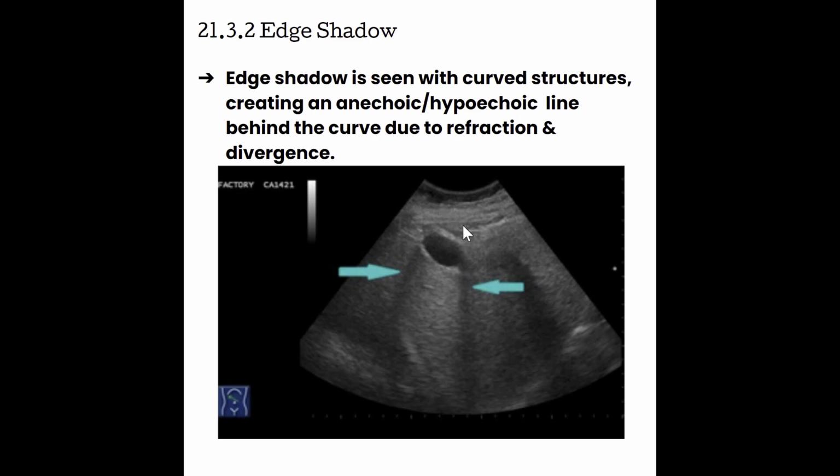So edge shadow is seen with curved structures, creating an anechoic or hypoechoic line behind the curve due to refraction and divergence. So in this one, the sound is coming down. It's interacting with this gallbladder here. The curve right here is causing sound to go off in another direction. That's the refraction. And it's also causing the sound beam to spread out as well, which weakens it. And what we end up seeing are hypoechoic to anechoic bands coming directly from the curve, parallel with the sound beam where it should have been.